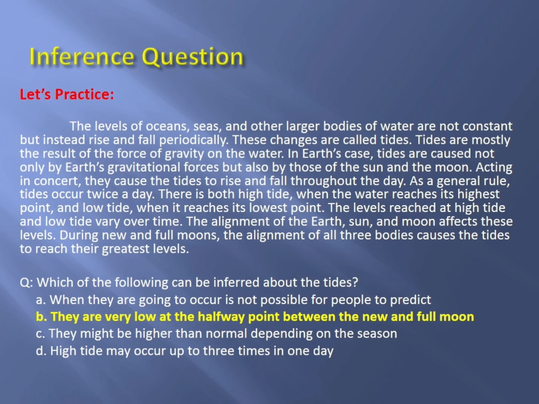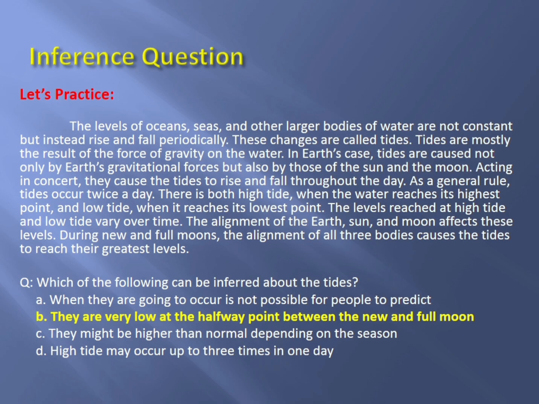Answer choice D is wrong as well. Yes, the passage notes that tides generally occur twice a day. But there is no hint that there may be up to 3 high tides in one day. So this leaves us with just answer choice B and why it is the best answer choice.